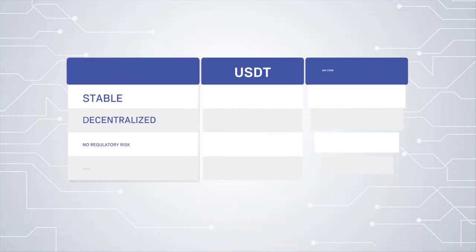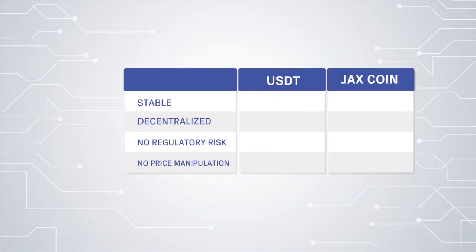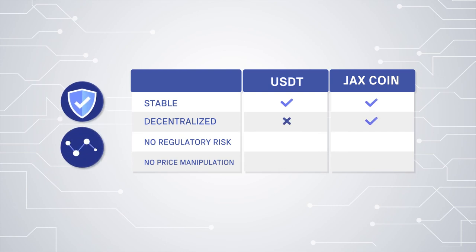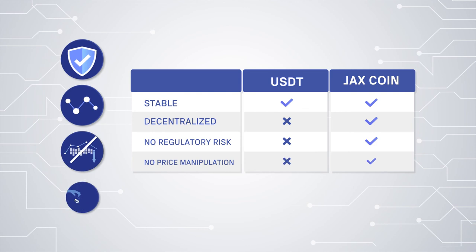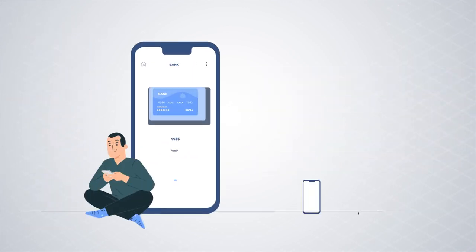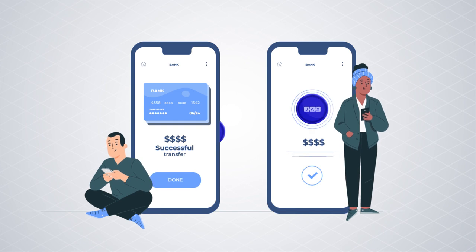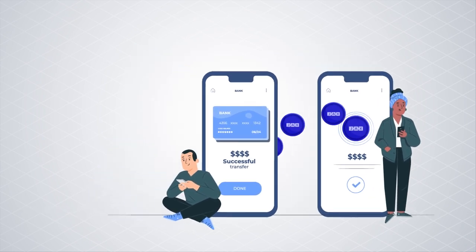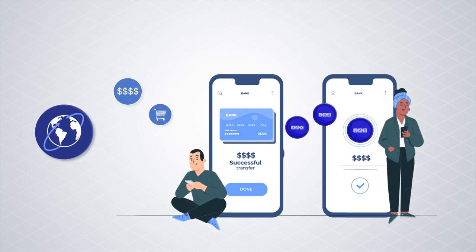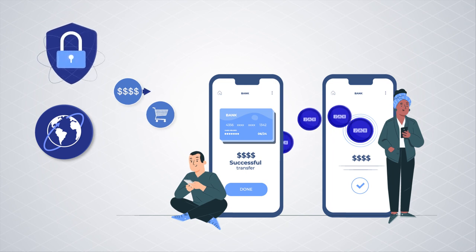This means that JAX coins can boast all the benefits present with USDT while remaining completely decentralized, eliminating regulatory and price manipulation risks. Once listed to the exchanges, JAX coins will become a strong competitor for all operating stablecoins, including USDT. Soon enough, users will exchange cryptos, complete cross-border transactions, and day-to-day payments more securely and conveniently with JAX Coin.